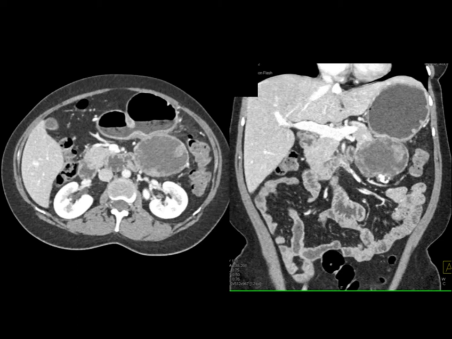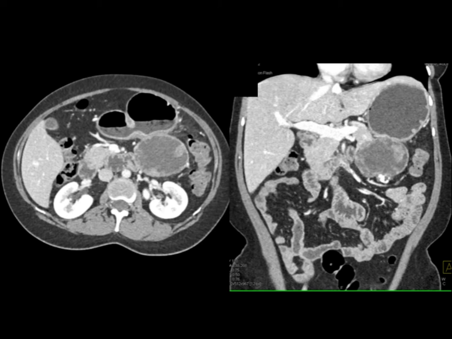Mucinous cystic neoplasm is indeed a possibility. Location is good. They're usually cystic. I usually don't see mural nodules. Serous cystadenoma, cystic with nodules, doesn't have a good look. This was a SPEN tumor.